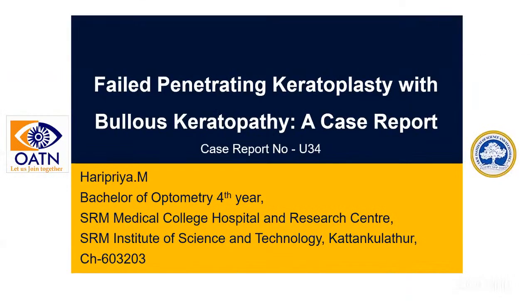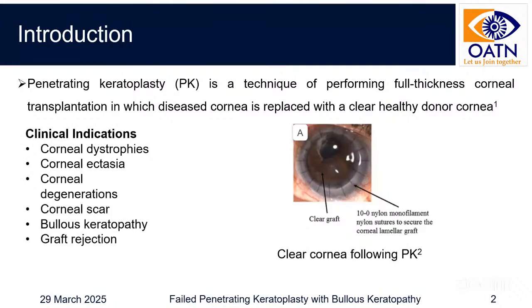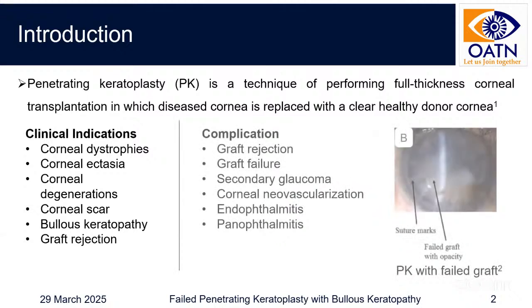Myself, I'm Priya. Now I'm going to move on to the case of failed penetrating keratoplasty with bullous keratopathy. Penetrating keratoplasty is a technique of performing full thickness transplantation in which the diseased cornea is replaced with a clear healthy donor. The clinical indications include corneal dystrophy, ectasia, depression, scar, keratopathy, and graft rejection. The complications include graft rejection, graft failure, secondary glaucoma with corneal neovascularization, endophthalmitis or panophthalmitis.